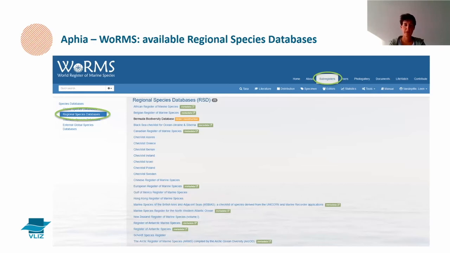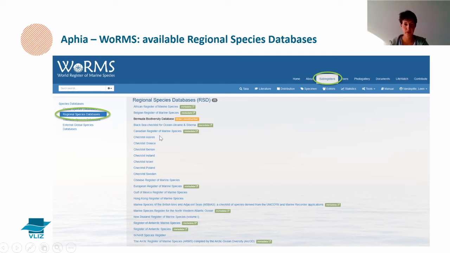Now, if you would go to the WoRMS website, which is basically marinespecies.org, and in the top menu, you would go to subregisters. You can click on regional species databases and you get an overview of what we already have available. There's a little distinction. If it has a green button next to it, that means that it has a separate portal. So you have a different interface to look at the information. Although you have to remember that the background is still the AFIA database infrastructure.